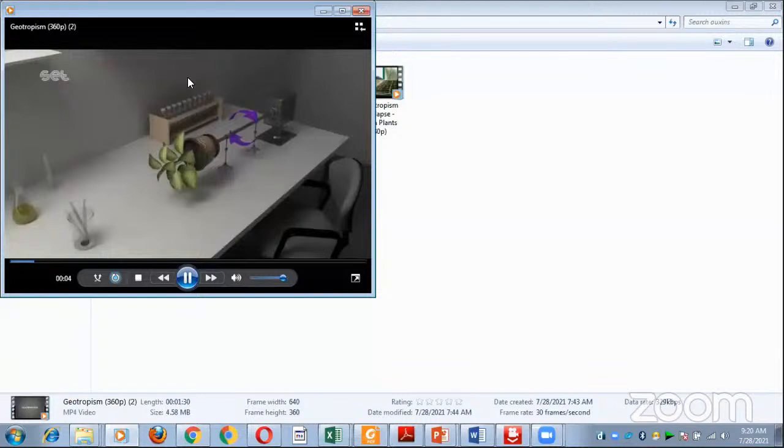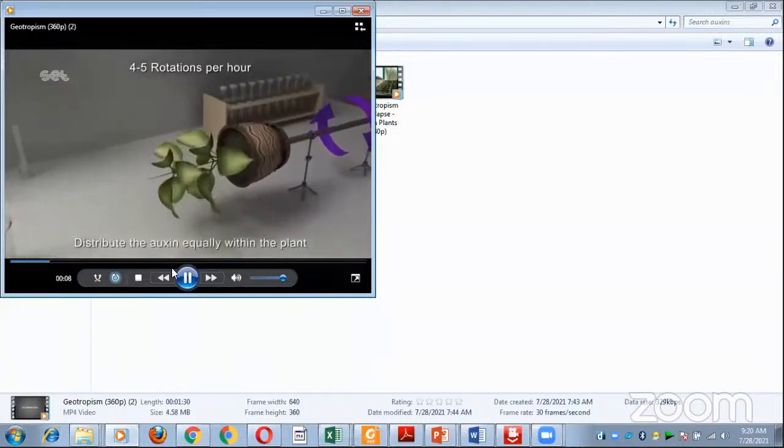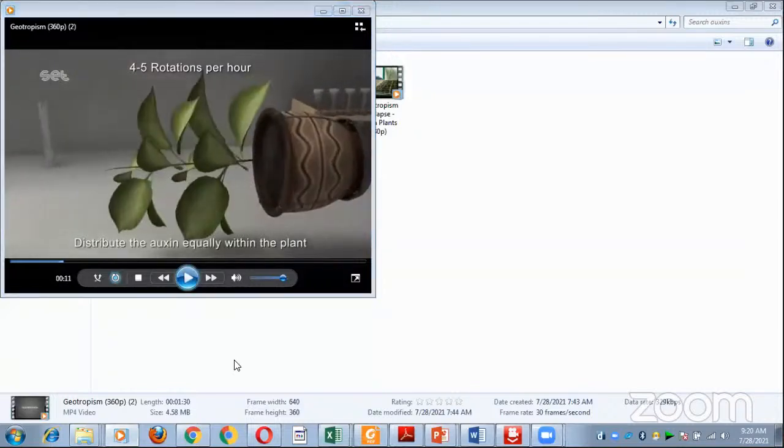Geotropism. In order for equal distribution of auxin in a plant assembled to a horizontal Are you mechanism. able to hear the sound? Yes. Yes, sound clear. Yes, we are here clear. Okay.